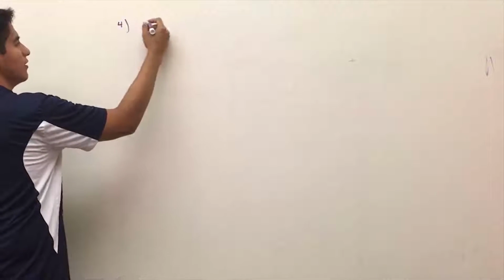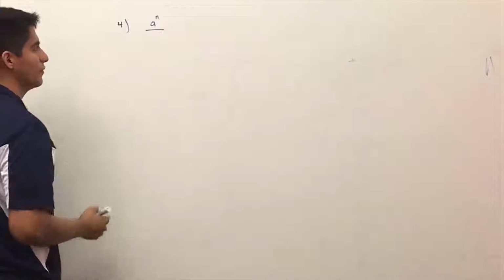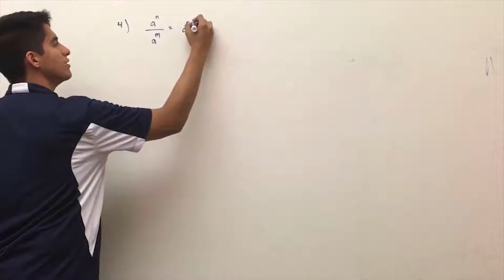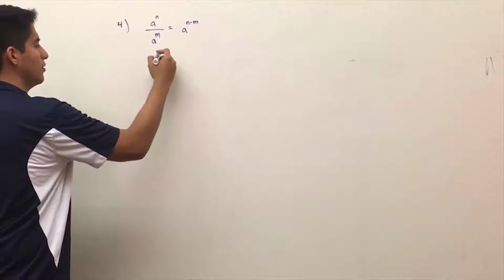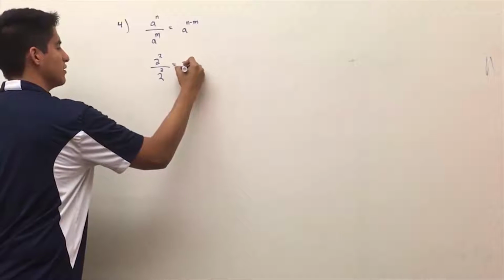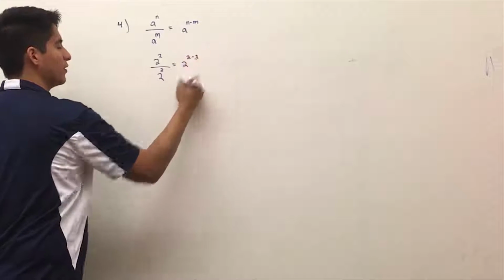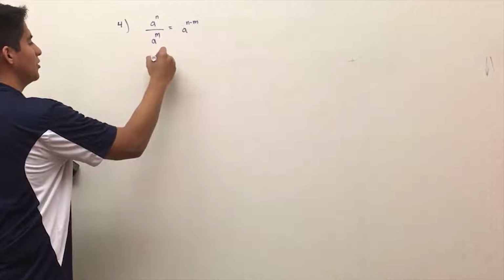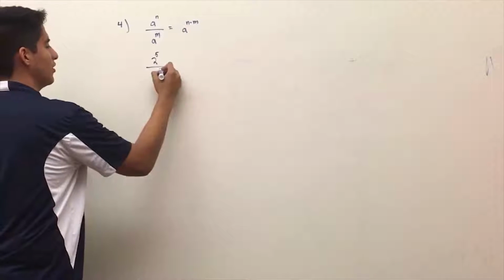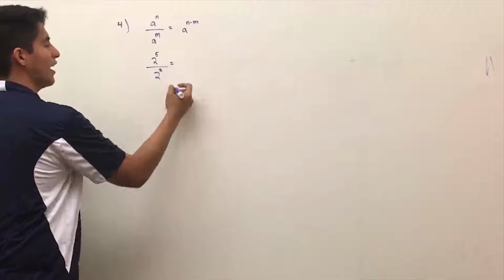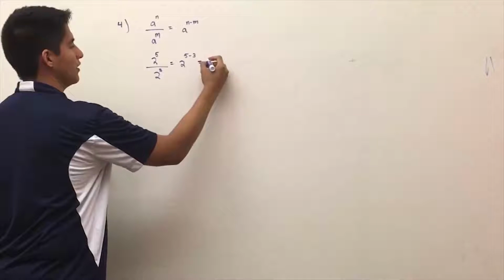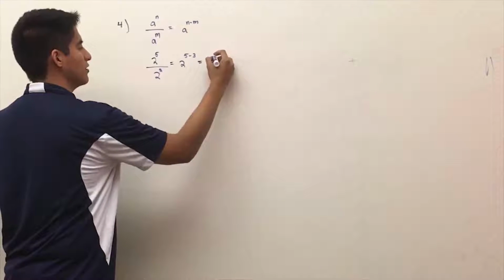The fourth law states that if we have a to the n, and that is divided by a to the m, our result is a to the n minus m power. For example, we have 2 to the second power divided by 2 to the third power. Our result can be written as 2 to the 2 minus 3 power. For example, if we have 2 to the fifth power divided by 2 to the third power, our result can be written as 2 to the 5 minus 3 power. Now this can in turn result in 2 to the second power.